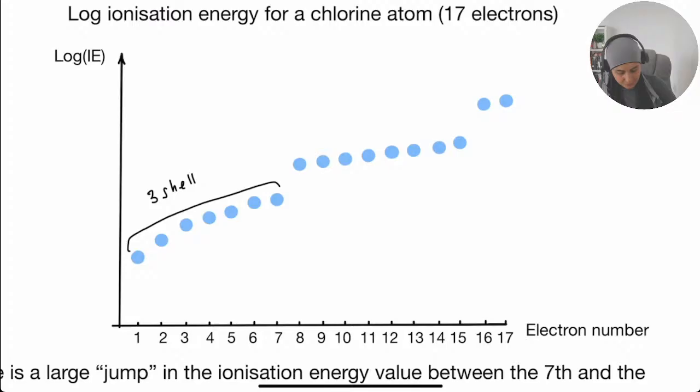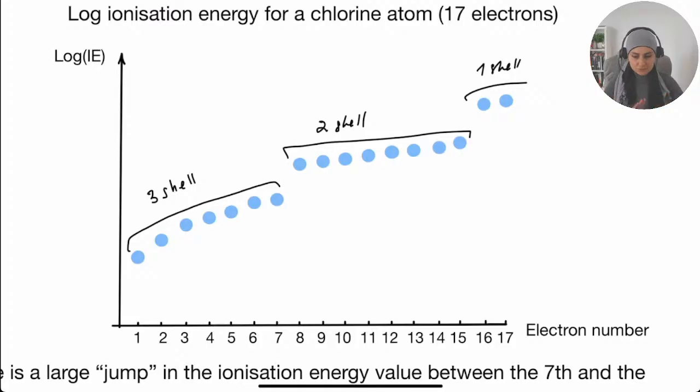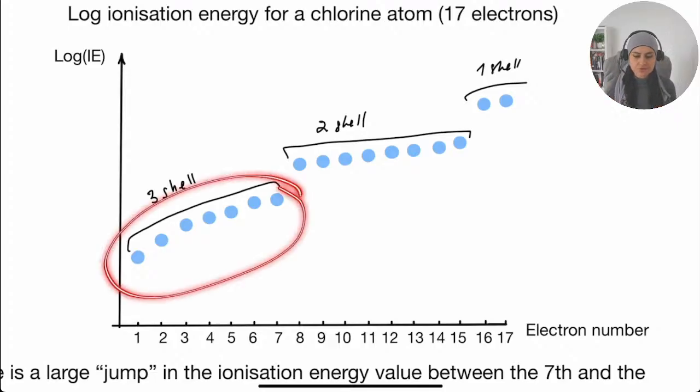Yeah, then you see the jump when you change the shell. These electrons are removed from the second shell, and the last 2 electrons are removed from the first shell. So you see 2 jumps here, the first jump and the second jump. Using the first jump, you can find out how many electrons you have in an outer shell. So you see you have a jump between ionization energy 7 and 8, which means that your atom has 7 electrons in its outer shell.